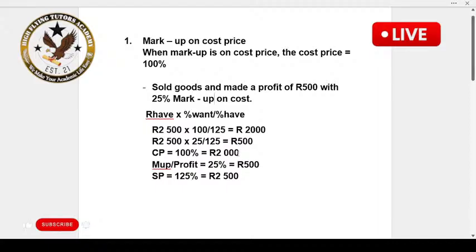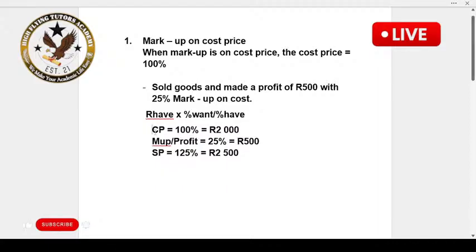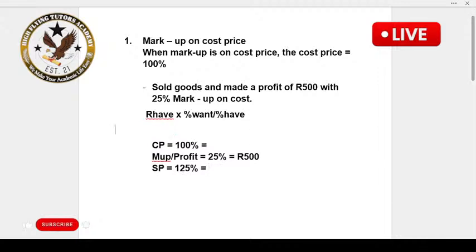So in this case, remember the formula does not change. The formula remains the same. But this time you don't have the cost price or the selling price, you've only got a profit of 500. That means your responsibility is to calculate the cost price, 100% in rent value, and the selling price, 125% in rent value. You are still going to follow the formula, but the rent value you have this time is going to be the 500.